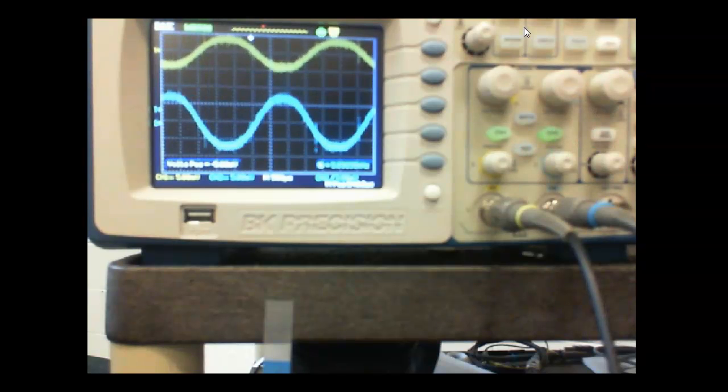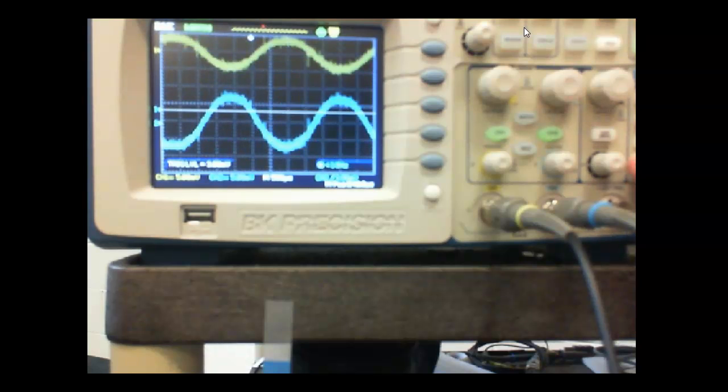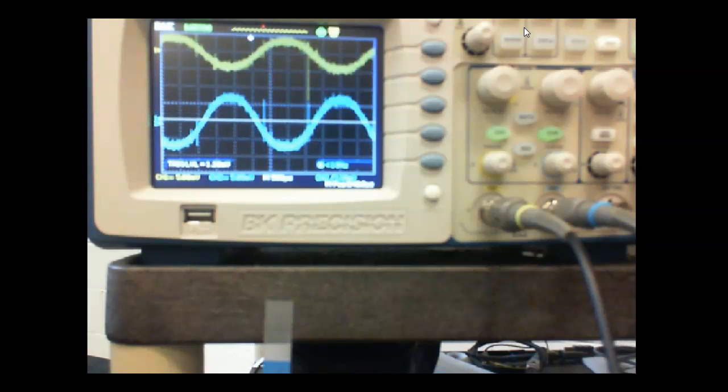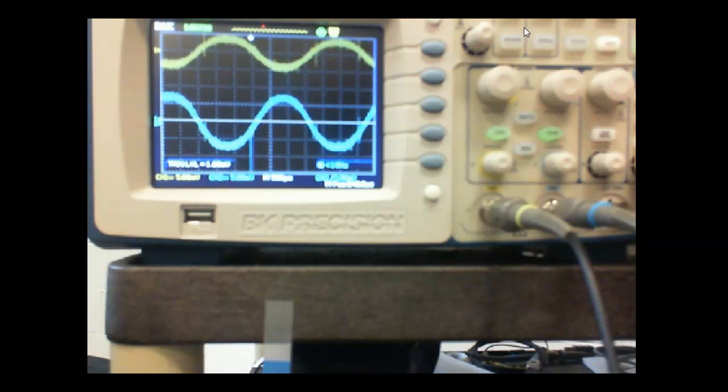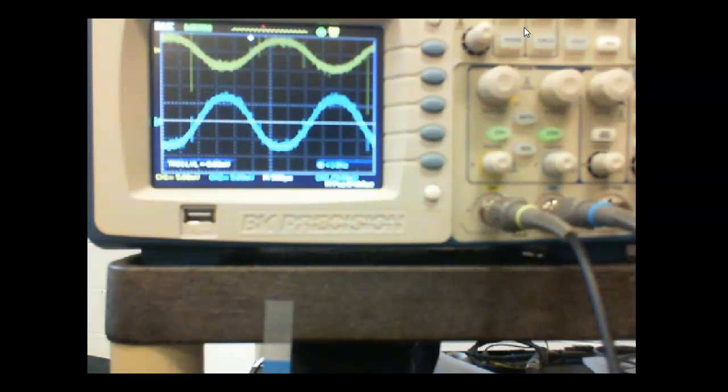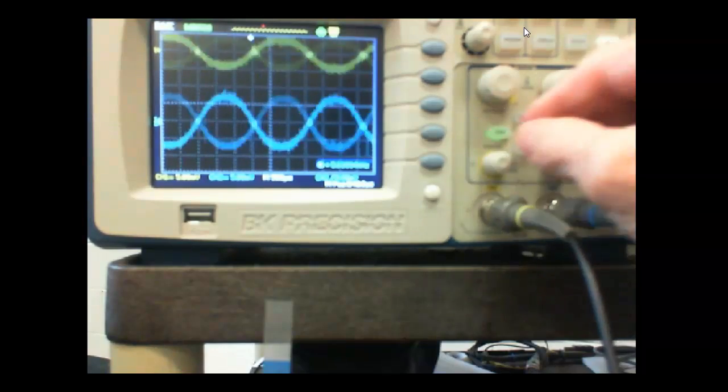Boy, my amplifier got really noisy. So my scope's having problems on what to trigger. This scope doesn't have the ability that my other really nice scope has, a filter, so you can filter out the high frequency component. But we can measure it.